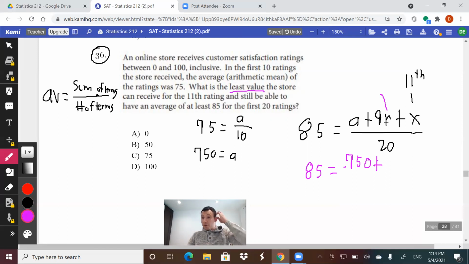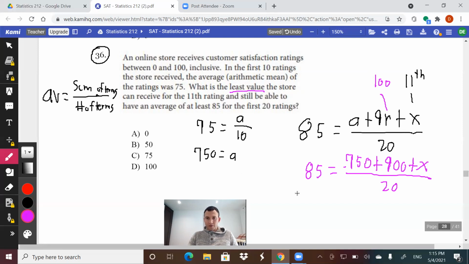So what we're going to do is we're going to make R 100. So that means we're going to get 900 total on those 9 ratings. Why do we make R as high as we can make it? Because it allows us to make X as small as possible, right? In order to still average out to an 85. The higher we make this, the lower we can make that. So anyway, we have 750 plus 900 plus X divided by 20.